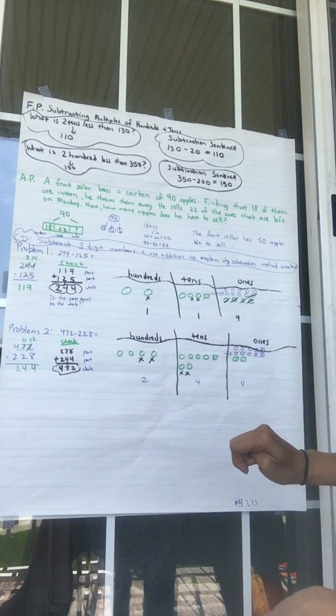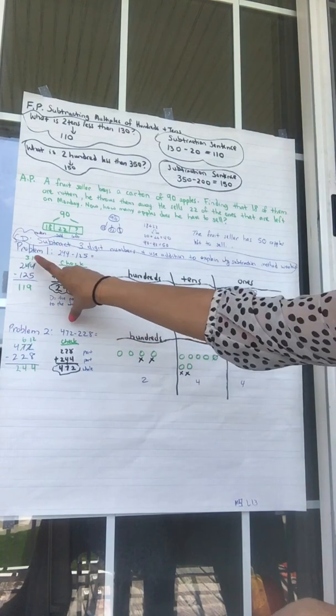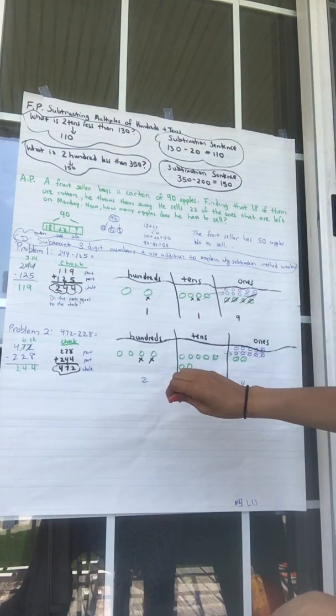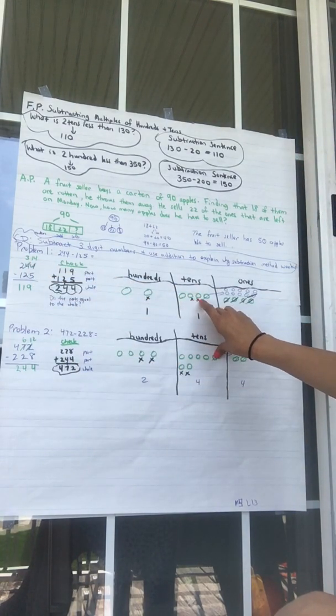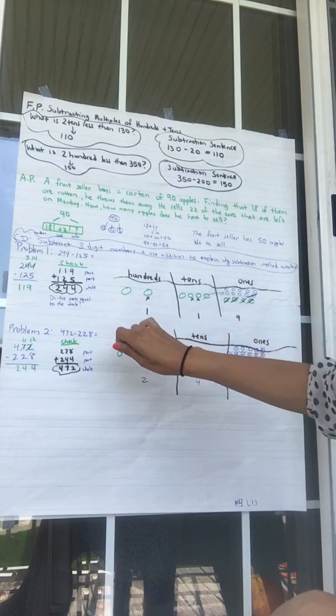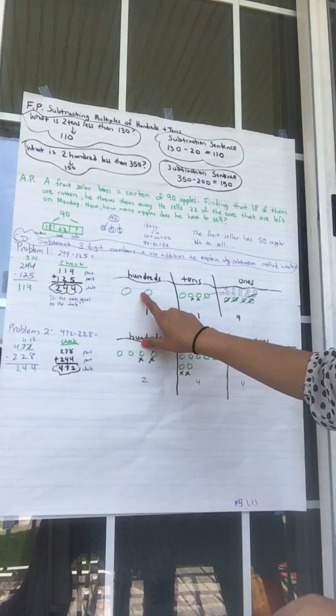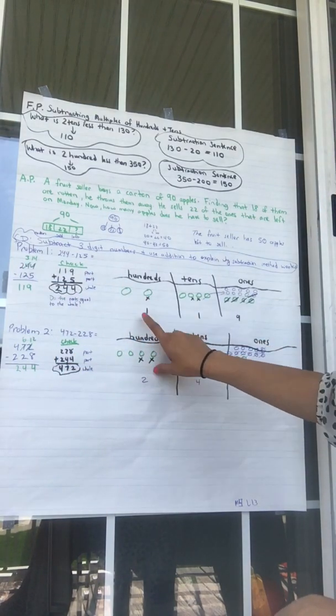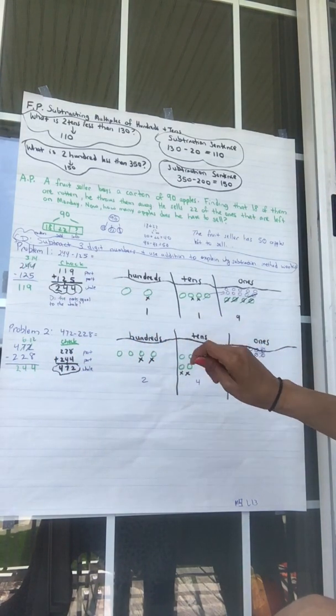Awesome job. Now I have to subtract 3 tens minus 2 tens. So 3 tens minus 2 tens, I crossed it out here. I have 1 ten left over. Now I have to subtract 200 minus 100. So I took the 100 away, I have 100 left. The answer is 119. Awesome job.